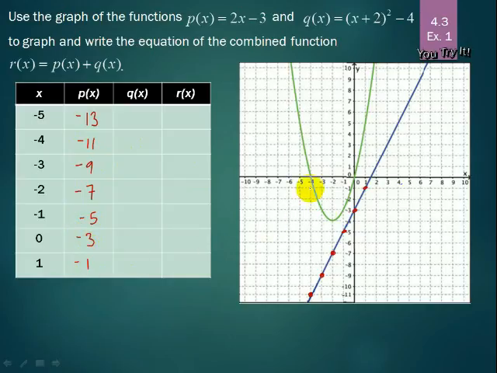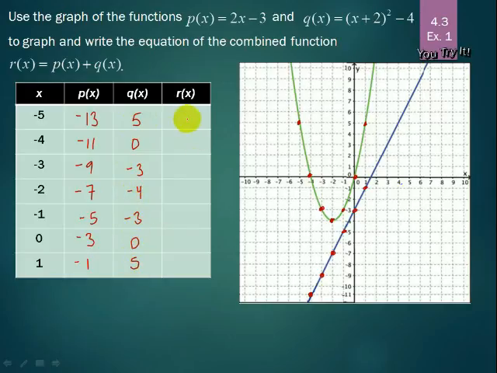And then for q of x at -5, we have 5; -4, 0; -3, -3; -2, -4; -1, -3; 0, 0; and 1, 5. So 5, 0, -3, -4, -3, 0, and 5.